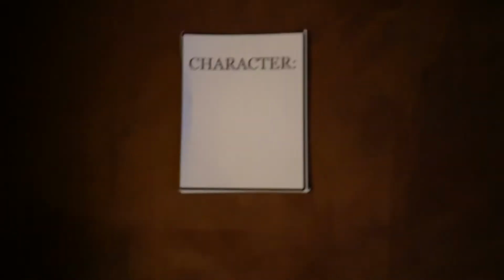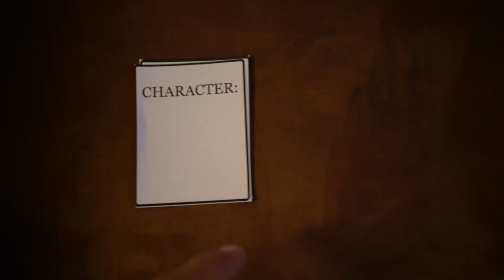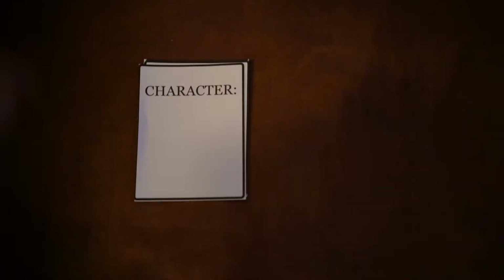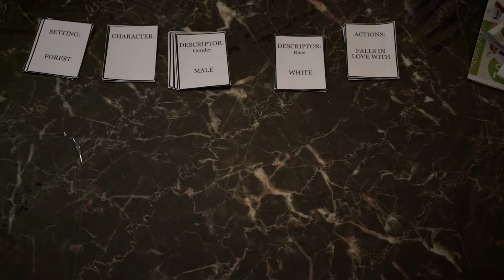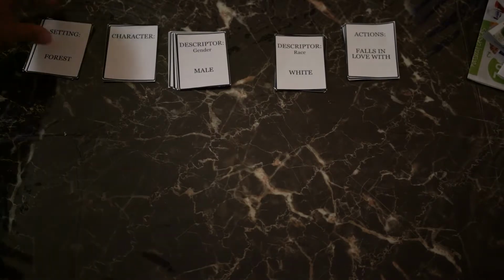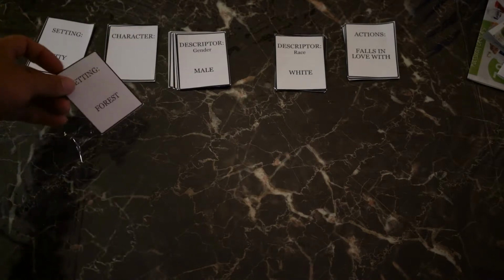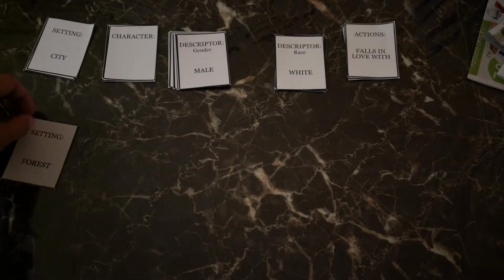Character cards are cards that the user fills in themselves with a name. Descriptor cards make up the identity of your character, which includes race, gender, occupation, and socioeconomic status. Action cards are essentially verbs that your characters will use to act out in the story. You simply take the card that you wish to use and lay them out on the table.